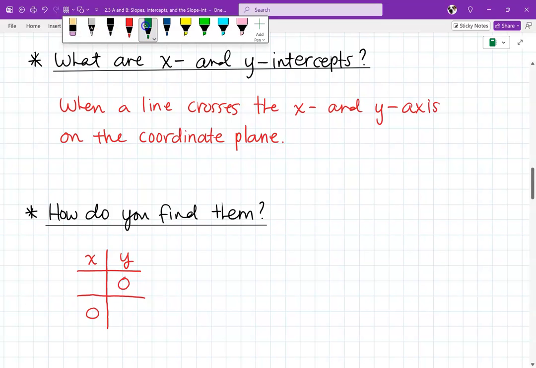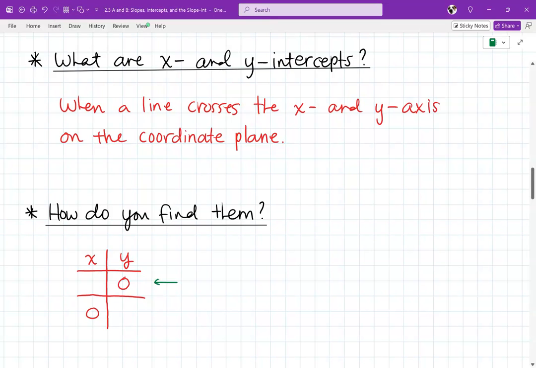But that's what you want to do, because when you solve and you plug in 0 for y the first time, this will give you your x-intercept. So you're going to plug it into the formula. You're going to plug in 0 for y, and then you're going to solve for x. Once you find that value, you can put it in that little empty spot. That'll give you your x-intercept.